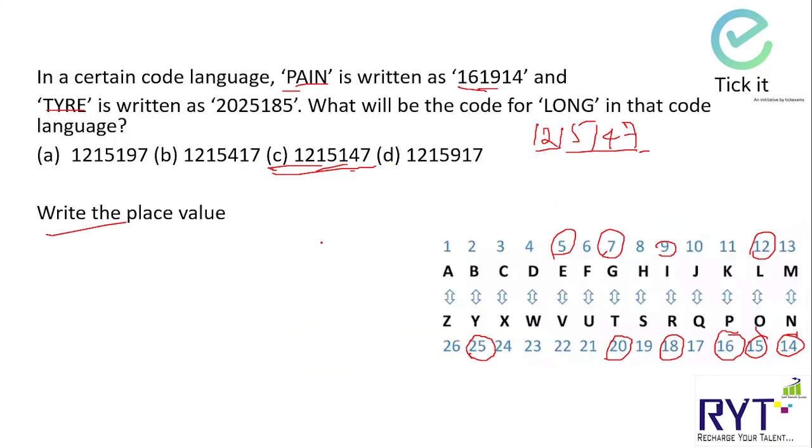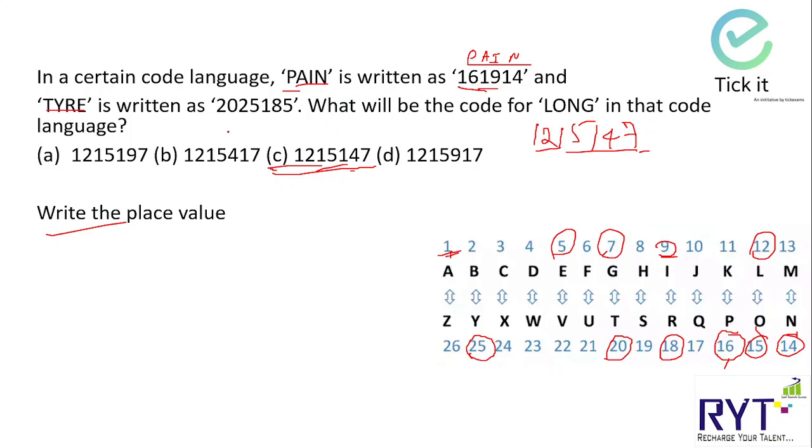Next question. In a certain code language, pain is written as 161914. Friends, observe this carefully. P means 16, A means 1, I means 9. So as you can see, this is P, this is A, this is I, and 14 means N. So just the place values are substituted. That's it. No addition or subtraction here.